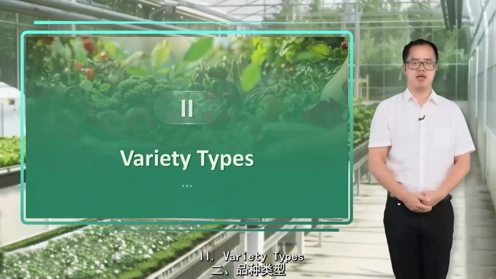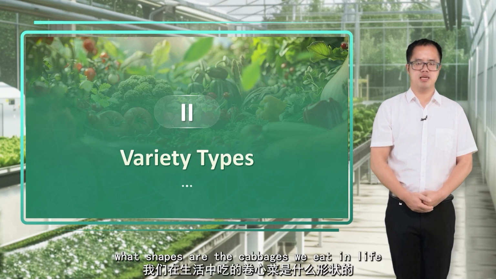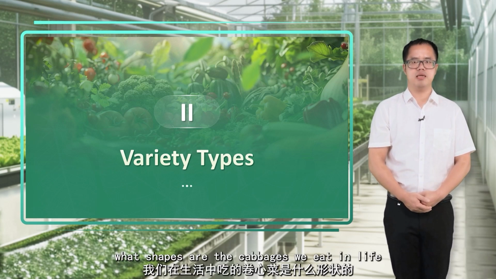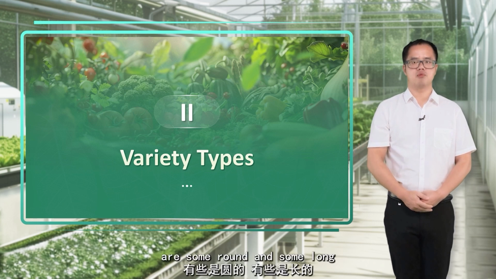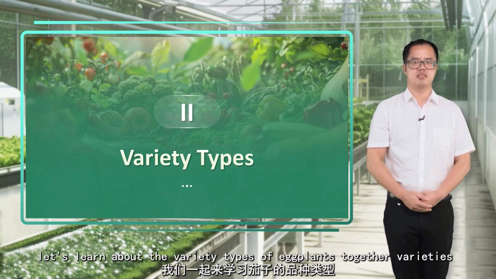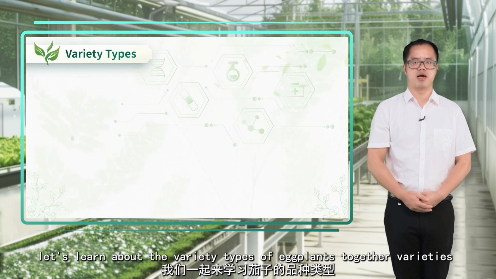2. Variety types. What shapes are the eggplants we eat in life? Can you name any characteristics? Are some round and some long? Let's learn about the variety types of eggplants together. Varieties.